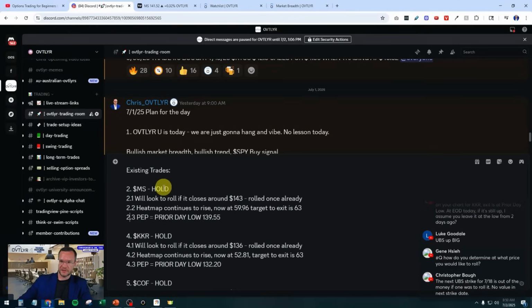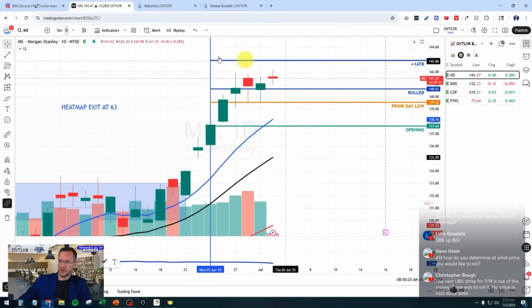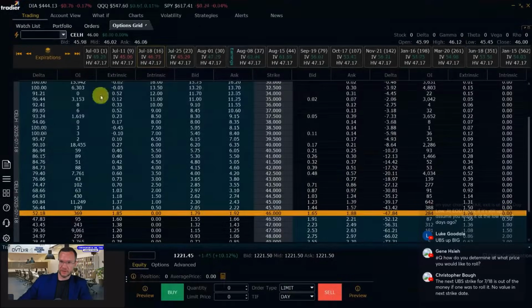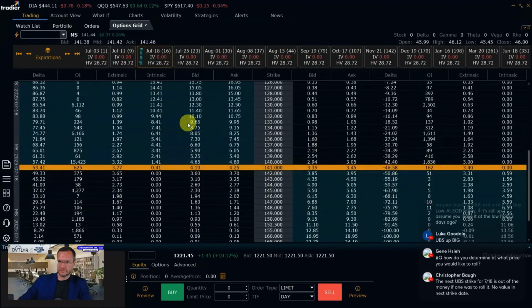Okay, Morgan Stanley. We'll look to roll if it closes around 143. My note from yesterday still stands. If it gets up to 143, I'll look to roll it. If I roll it, let's go ahead and plan that out now. If I roll it, which strikes am I in right now? I don't even remember. I got to open my broker and look.